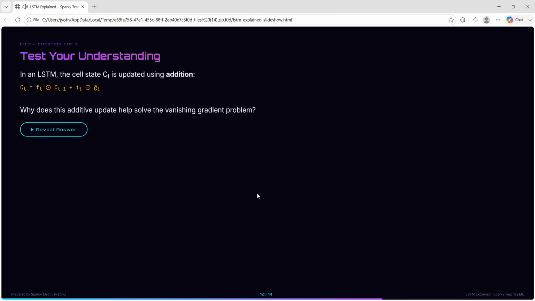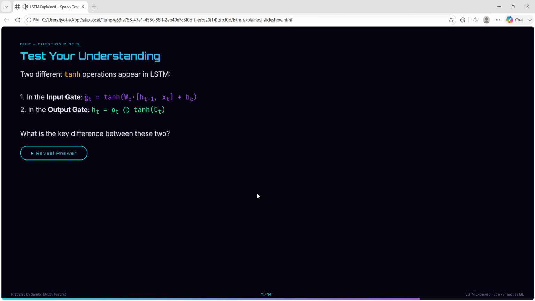Quiz time. Question 1. In an LSTM, the cell state C subscript T is updated using addition. Why does this help solve the vanishing gradient problem? Think about it before clicking reveal. Question 2. In the output gate, the cell state C subscript T is passed through tanh before being multiplied with O subscript T. But in the input gate, the candidate cell G tilde subscript T is also computed using tanh. What is the key difference between these two tanh operations?